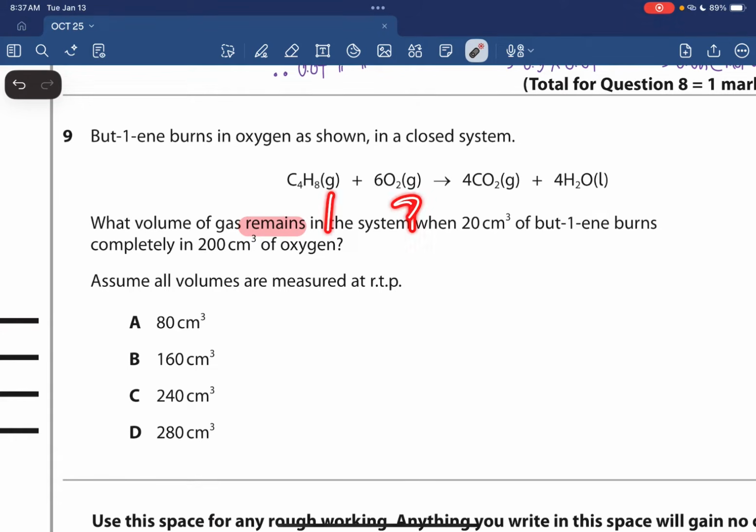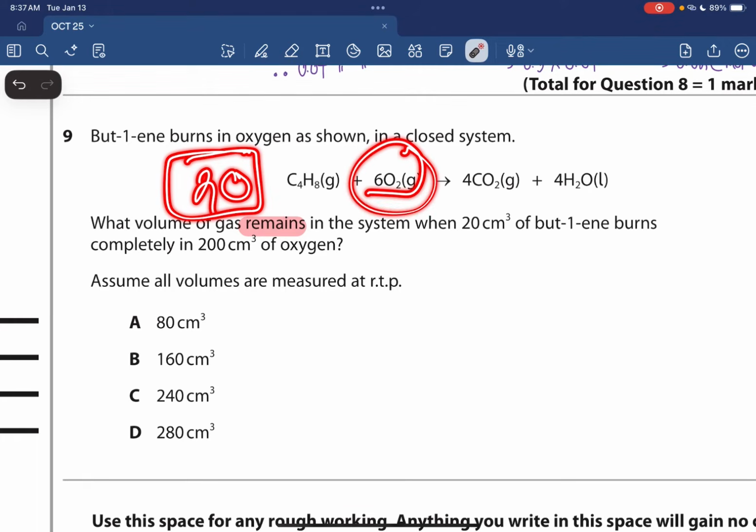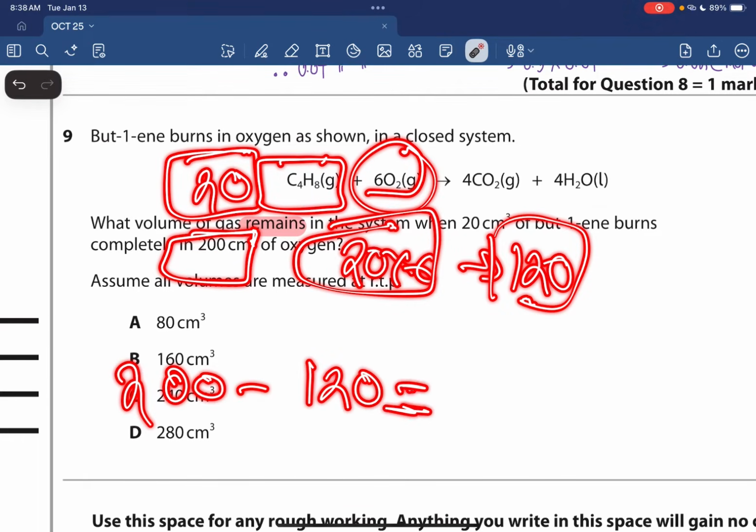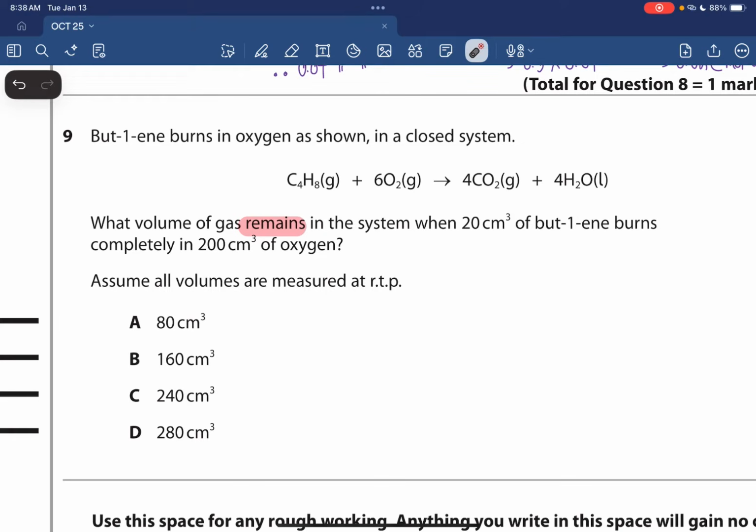Whenever you have gases, you could basically use these molar ratios to figure out their volume. The volume of this is 20, right? The volume of oxygen that is needed to react with C4H8 should be what? 20 times 6, this is 120. But what was the initial volume of oxygen? It was 200. So what is the volume of oxygen that was not used up? 200 minus 120, this comes to be 80. This is the volume of oxygen that was not used up, since oxygen is in excess.